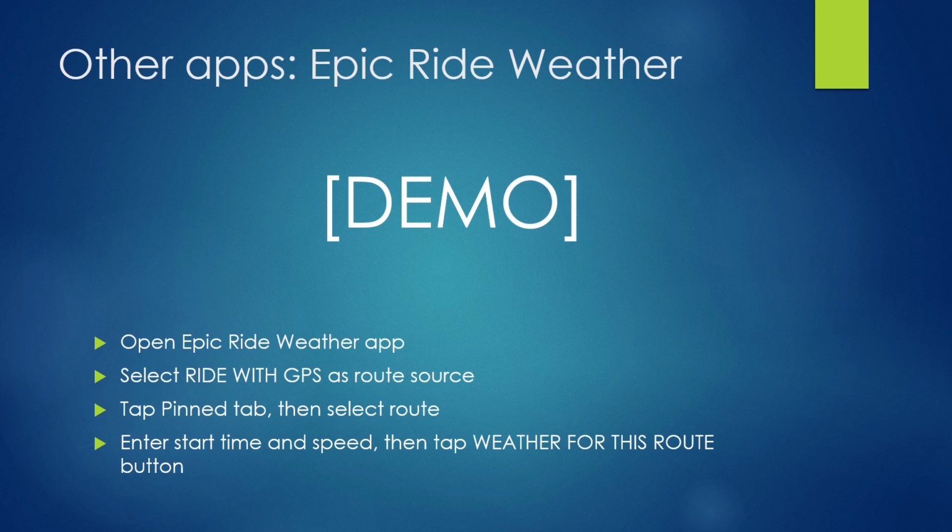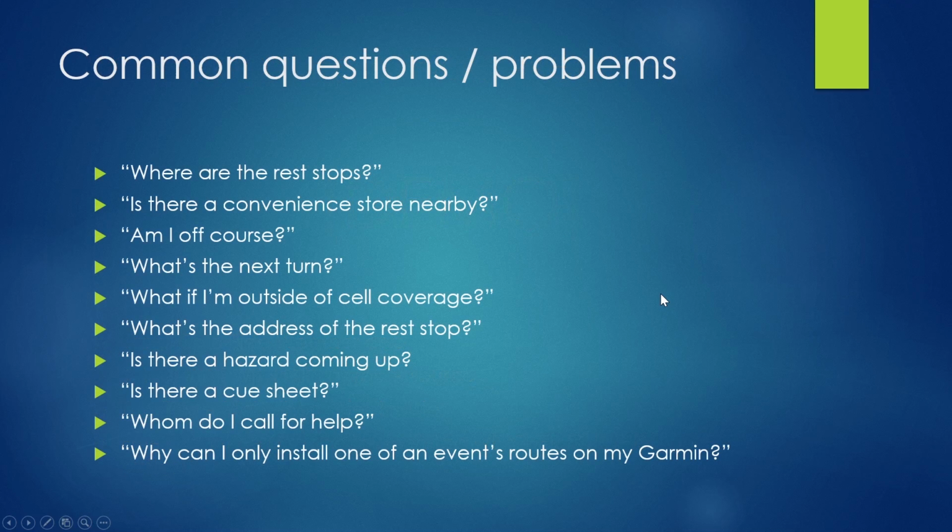So here are the questions we had back at the beginning. Let's go over these. Where are the rest stops? If you put them on the map, people know where they are. Is there a convenience store? If you put them on the map, they know where they are. Am I off course? If they're using the route and the app that you've created, they can know that. Again, the club account gives you that for free. What's the next turn? If they're navigating with your route, they know that. What if I'm outside of cell coverage?